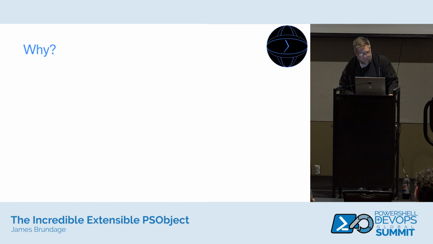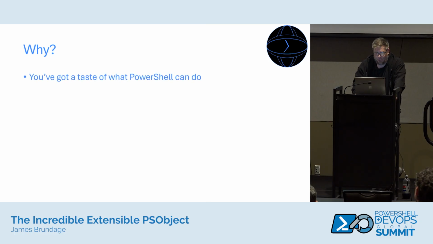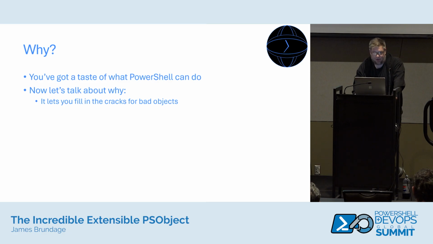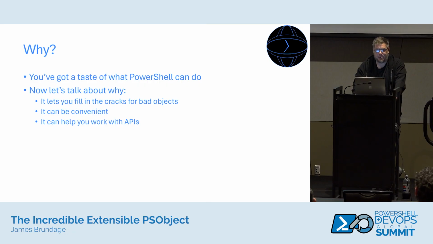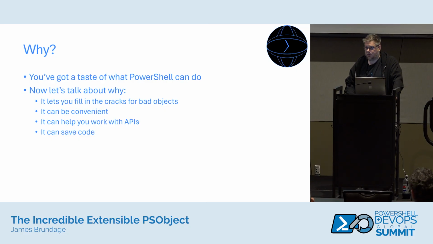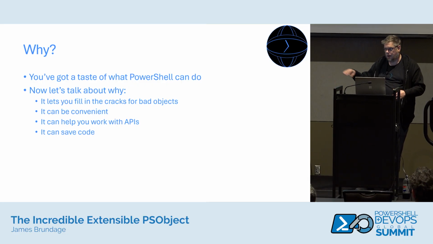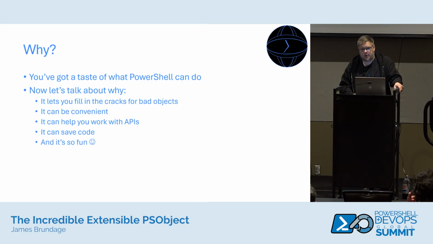Here we go. Why? Well, you just got a taste of what PowerShell can do. Let's talk a little bit about why. It lets you fill in the cracks for bad objects. It can be convenient. It can help you work with APIs, especially ones that require a particular shape of object or set of properties to be there that would not naturally be there on the object you're dealing with. You can also save code. If you're going to keep reusing the same capability on an object 15 times throughout a script, this is just another tool in your toolbox to be able to say, okay, I'm going to add a method to do this each time rather than repeat my code in each branch. Also, it's fun, and we are all here to have fun.